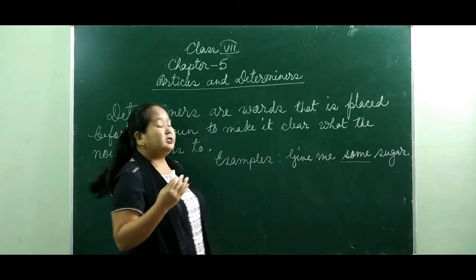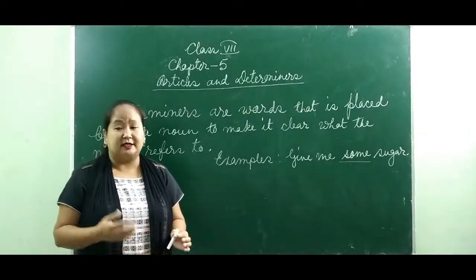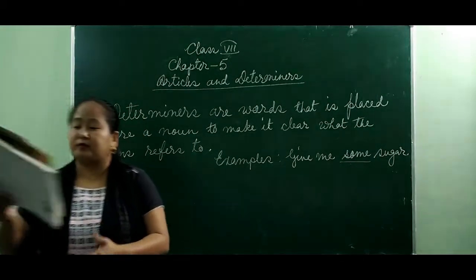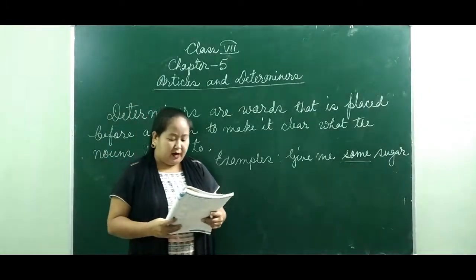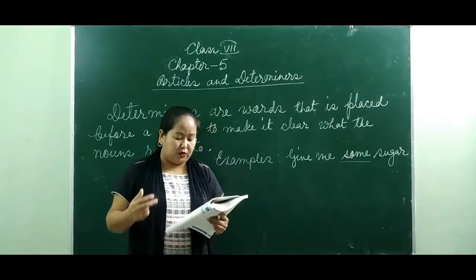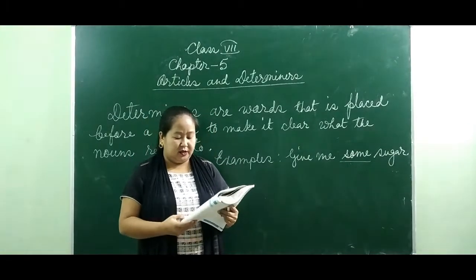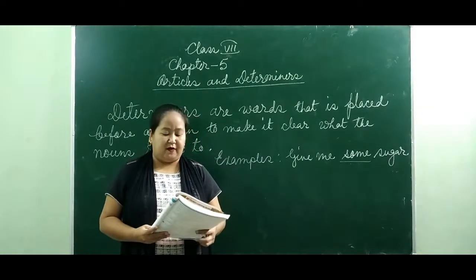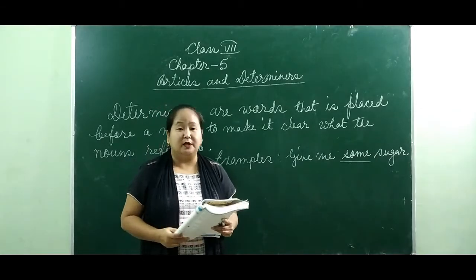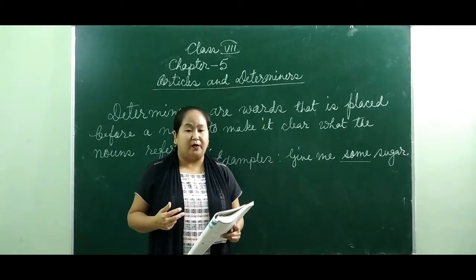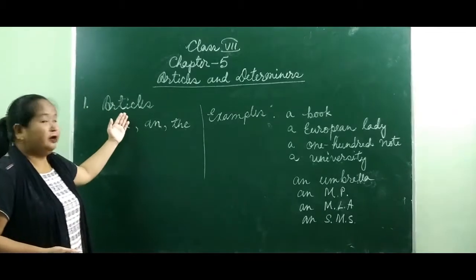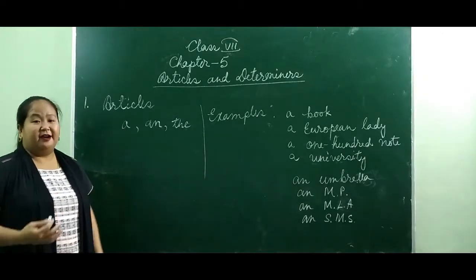Okay, so determiners are of many types. It has 6 types. The determiners are articles, demonstratives, possessives, interrogatives, distributives, and quantifiers. So there are 6 types of determiners that we are going to learn one by one. Okay, number 1, articles. We all know what articles are, right?